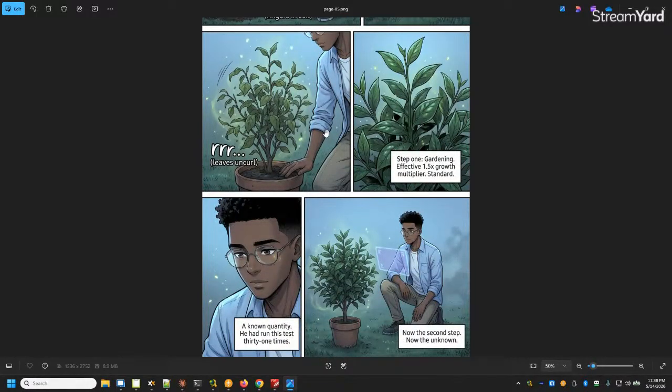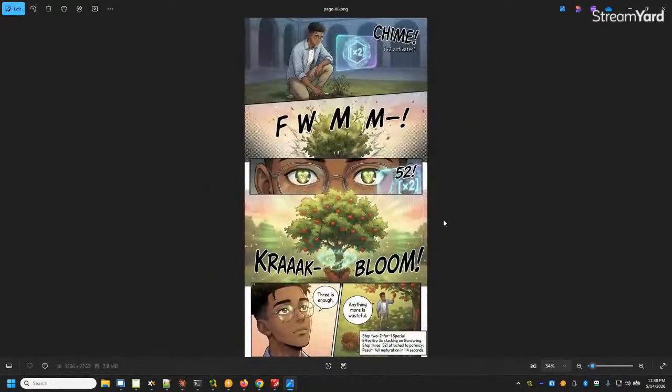A known quantity. He had run this test 31 times. Now the second step. Now the unknown. And then he applies 2 for 1 special on his native ability. So that would be 3x growth, 1.5 times 2, so 3x. All right. Well, I don't know. It says times 2, so that would be the 2 for 1, and that grew. And then maybe 52 factorial. Oh, okay. And then he applies 52 factorial, and it grows the apples.